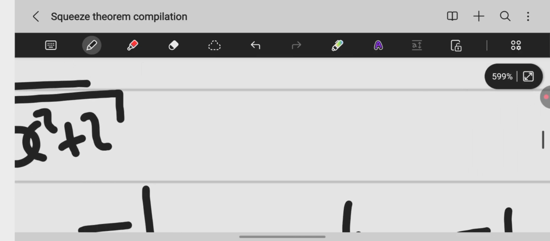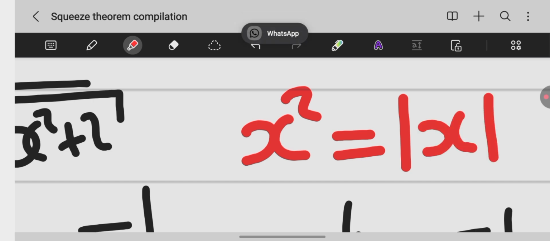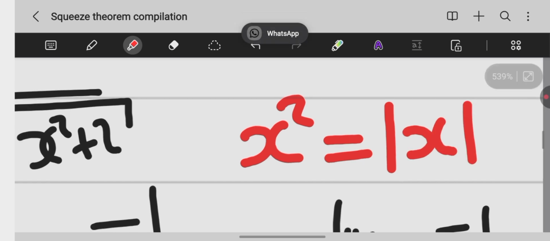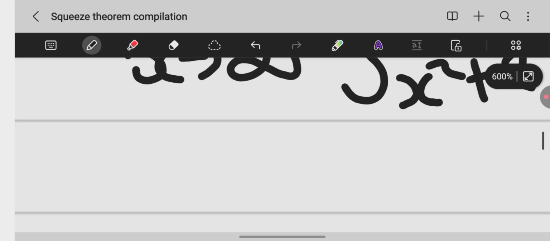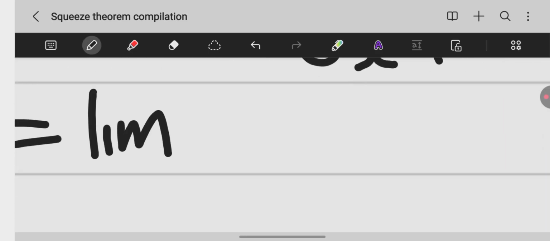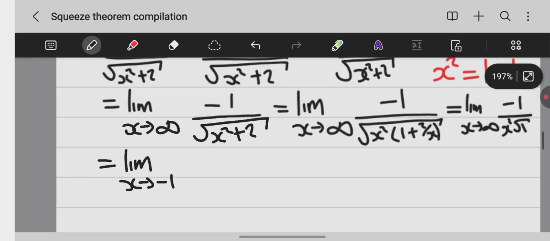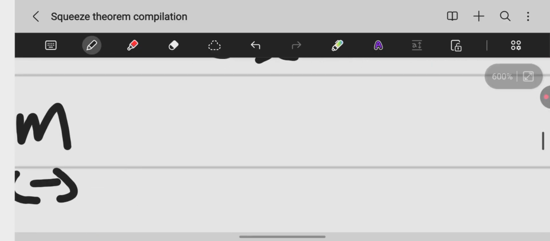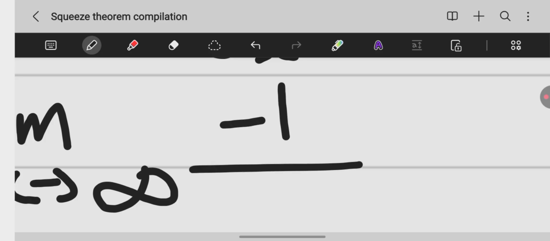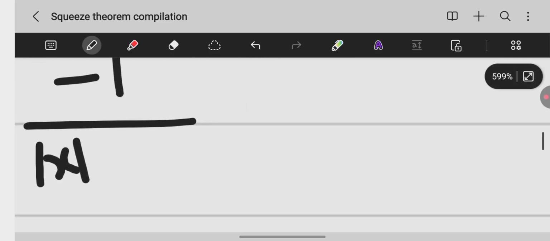And then remember, I'm just going to do it here on the side. The square root of x squared is the same as this, basically. So you can now just change it to that. So this would be equal to the limit as x approaches, oh, was I supposed to be infinity? Infinity, negative 1 over x. And then remember, the square root of 1 is the same as 1. So you can just not write it.